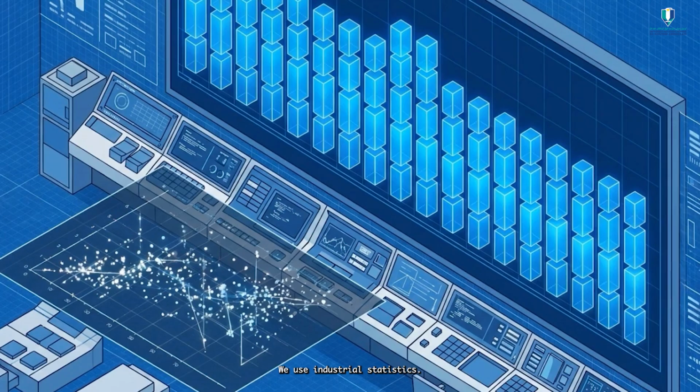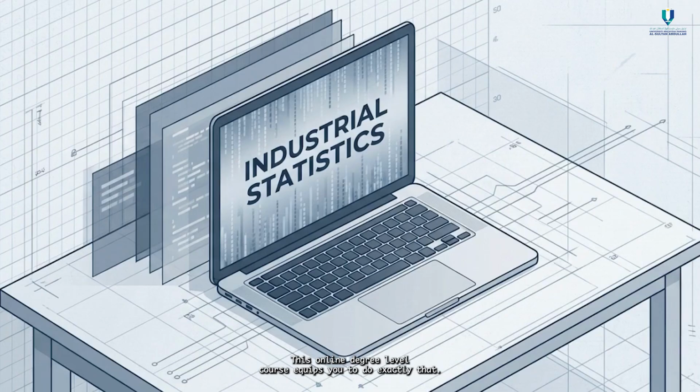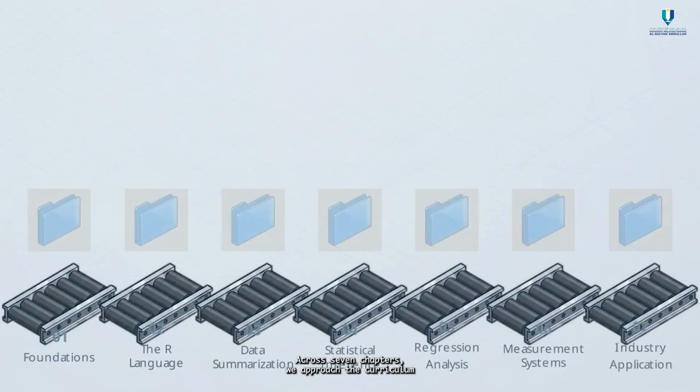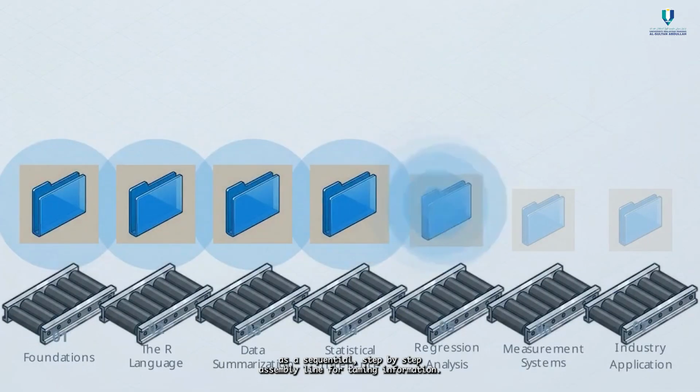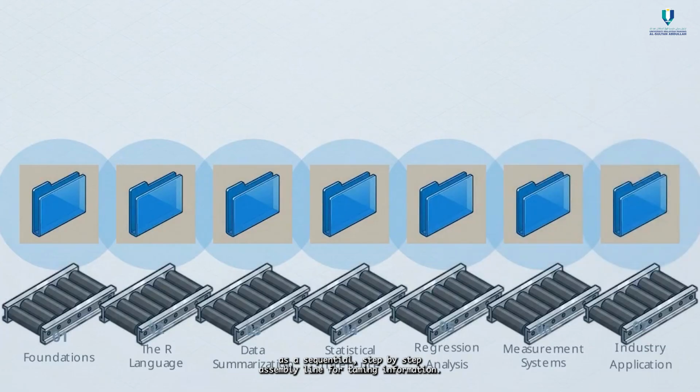We use industrial statistics. It is the essential vocabulary required to translate that chaotic factory data into smart, actionable problem-solving. This online degree-level course equips you to do exactly that. Across 7 chapters, we approach the curriculum as a sequential, step-by-step assembly line for taming information.